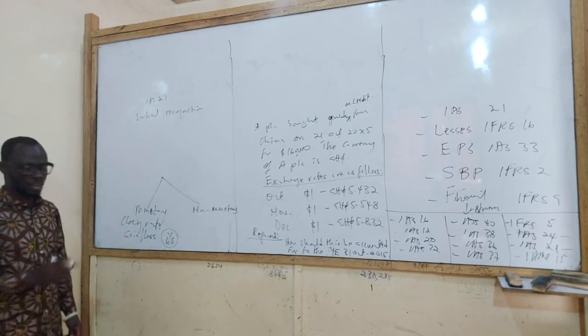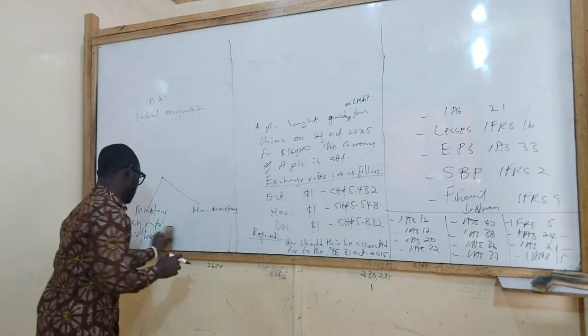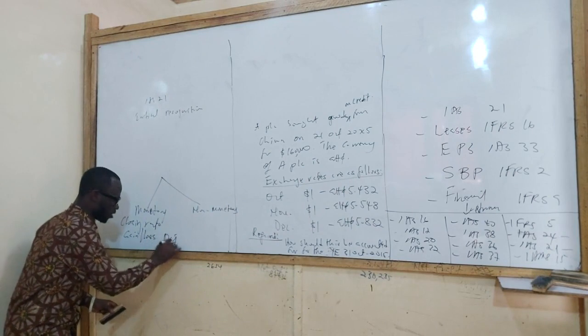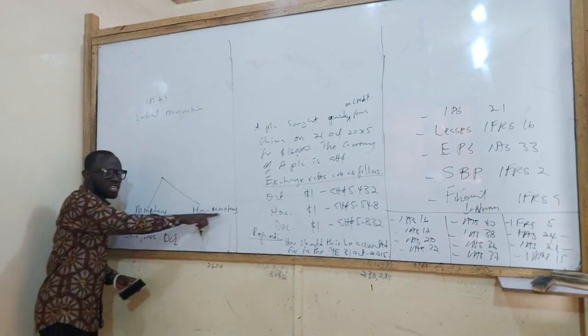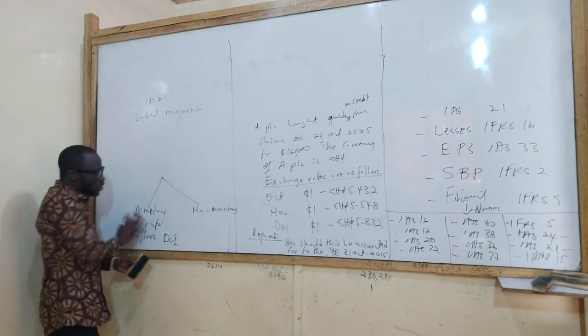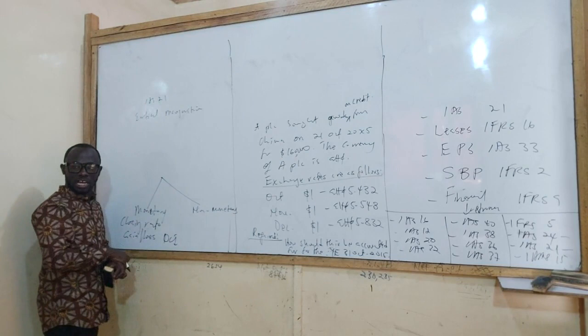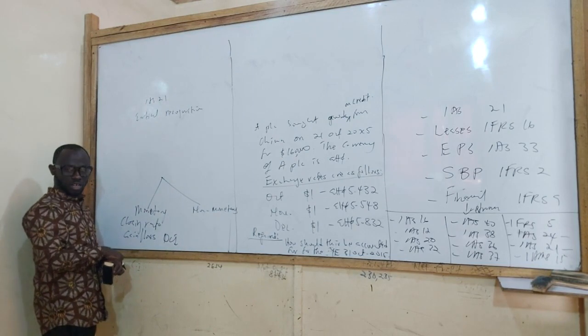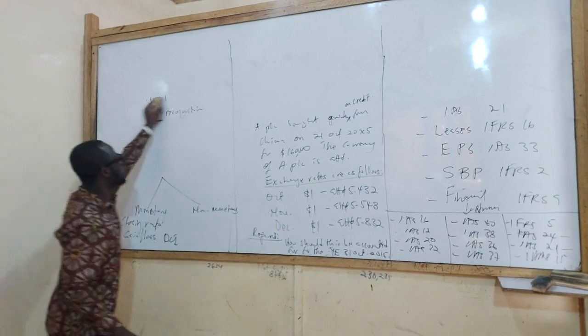Normally we take it to the OCI, the other comprehensive income, on that gain or loss that comes as a result of it. But for the non-monetary assets, we won't translate them. They will still be carried at the amount at the initial recognition. You get the concept? So let's look at how this question will be solved.